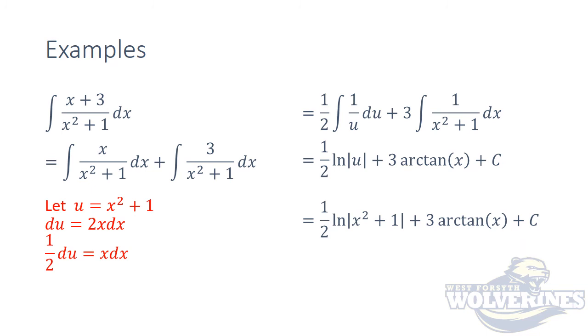So final answer is 1/2 times natural log absolute value of x squared plus 1. Again, kind of like before, x squared plus 1 is positive, so absolute value or not, parentheses, doesn't matter. Plus 3 arctangent x plus c.